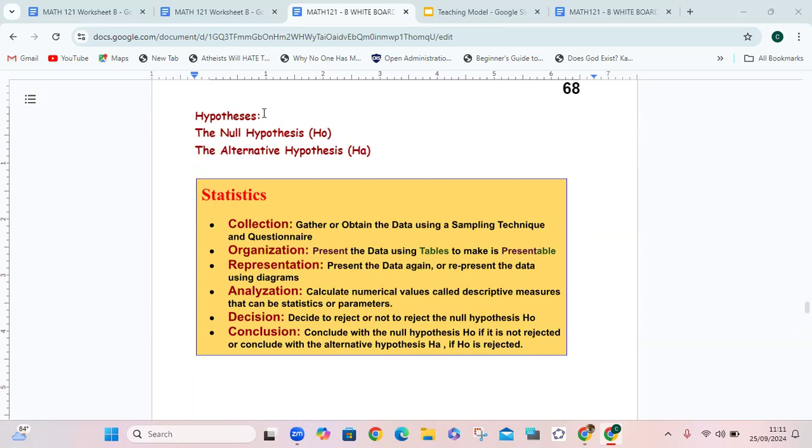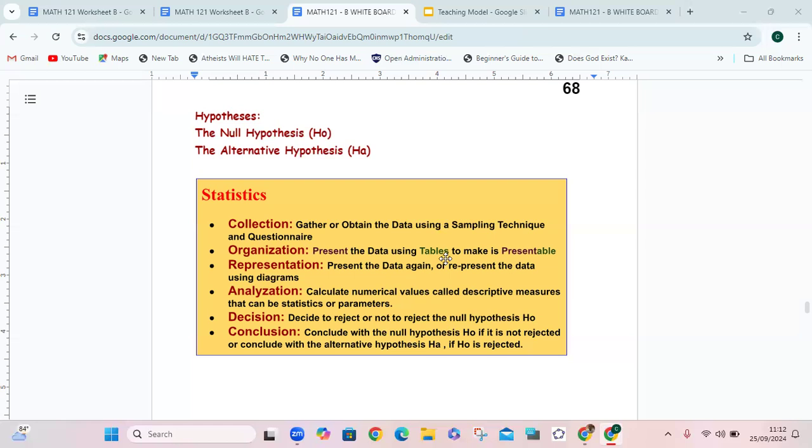Present the data using tables to make it presentable. Now, if you notice now, I noticed that this morning. Do you notice that presentable is like a composite word? Present and table. Never noticed that? Presenting data in tables, yes? To make it presentable, isn't that so?